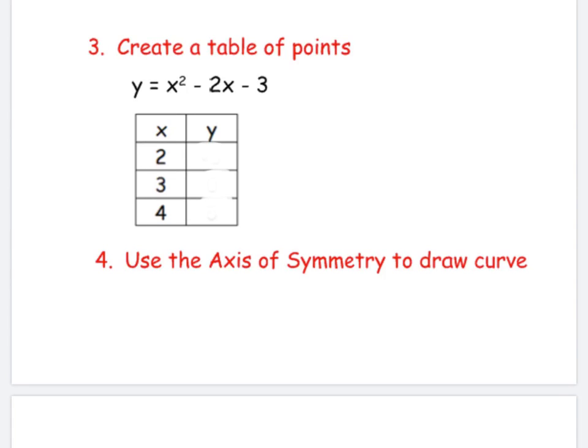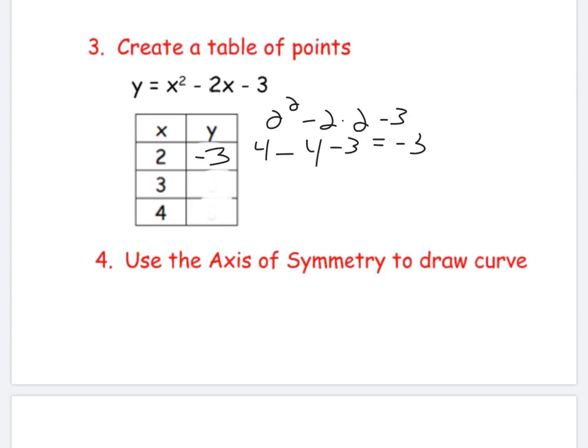To figure out what the values of y were, I do just like what I did on the previous slide to find the vertex. Every time there's an x, I'm going to substitute it, first of all, with a 2. So I would have 2 squared minus 2 times 2 minus 3. 2 squared is 4, minus 2 times 2 is 4, minus 3. 4 minus 4 is 0, minus 3 gives me negative 3. So one point on my parabola is going to be 2, negative 3.